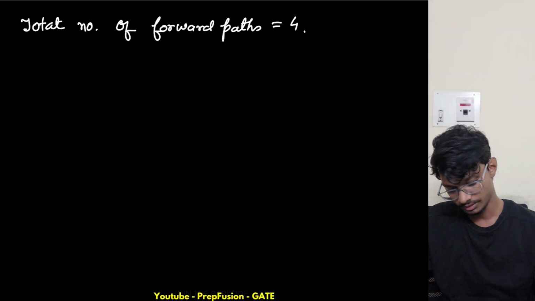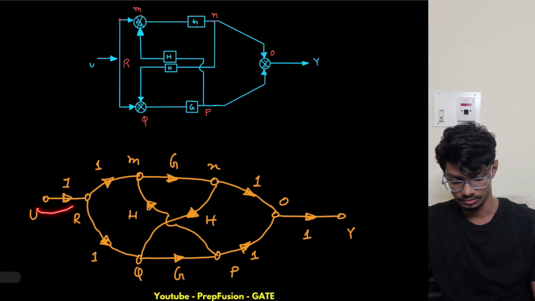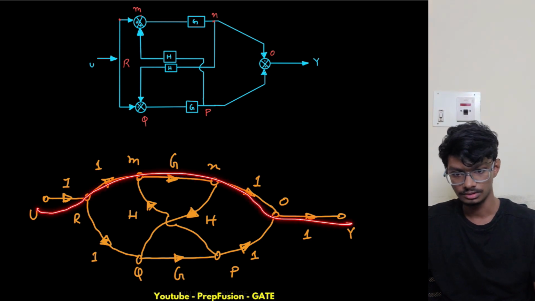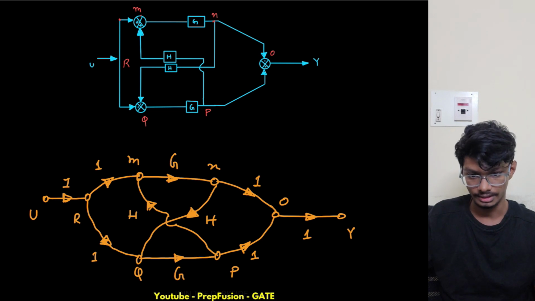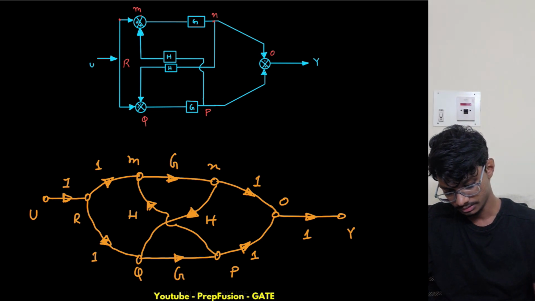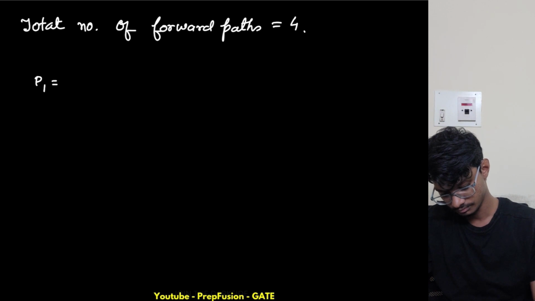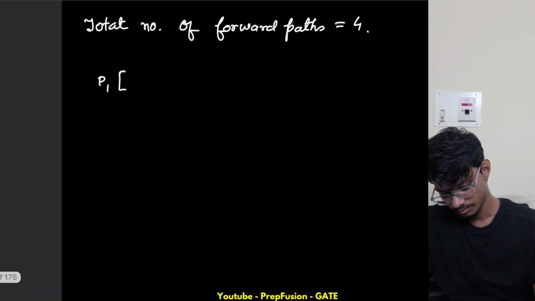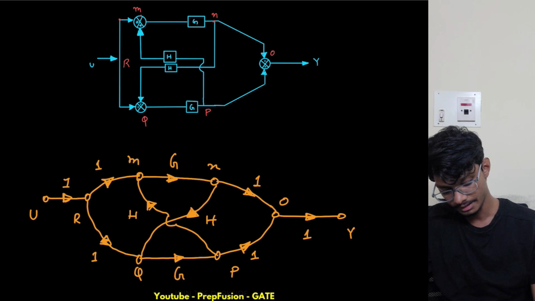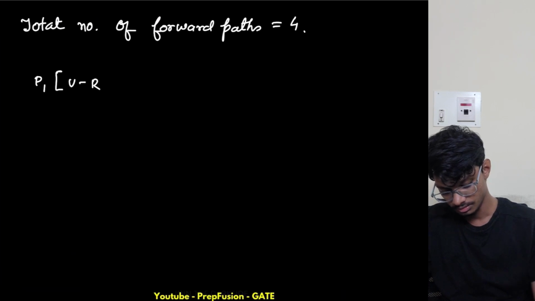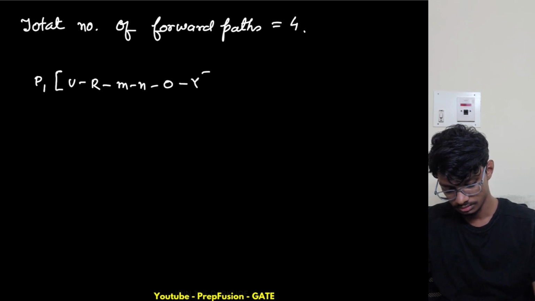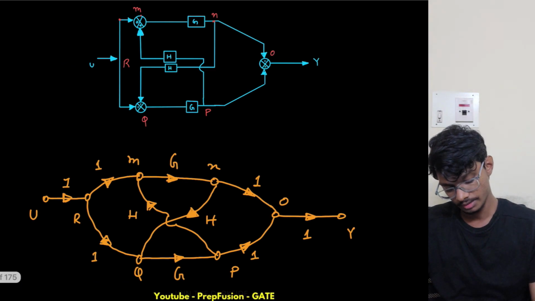So what are the different forward paths? Let's say one is this one only. Let me write the gains. This is P1, and what is the path of P1? P1 is U R M N O Y. And what is this other path? This path is U R Q P O Y.